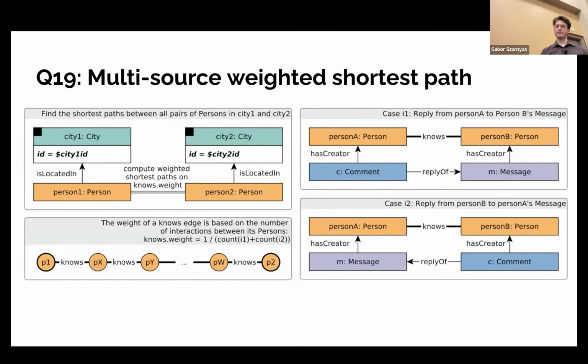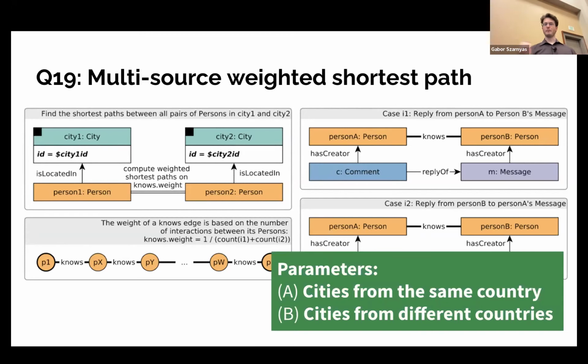A couple of the path queries that we find important are the weighted shortest path, also known as cheapest path queries. This query takes 2 cities and tries to find the shortest interaction path between their citizens. Again, it is really important to select cities of similar sizes because it really influences the query result. But we have 2 variants. In variant A, we do cities from the same country. Again, there's likely a short path and there are likely many paths between 2 people. And with B, we select people from different countries.